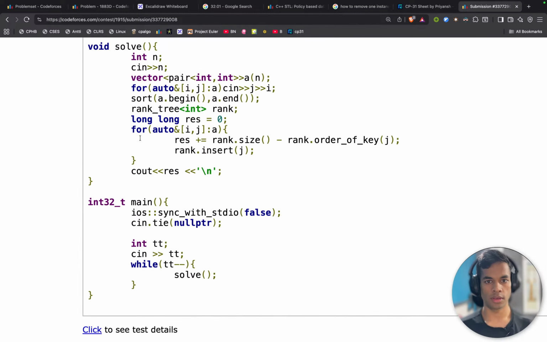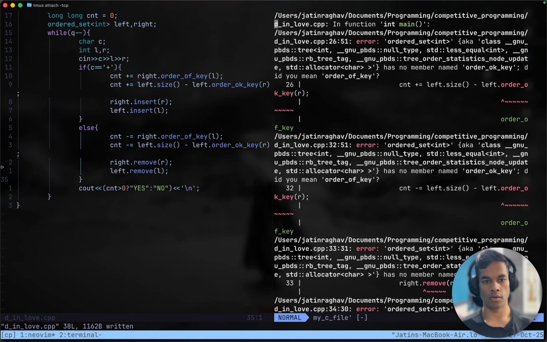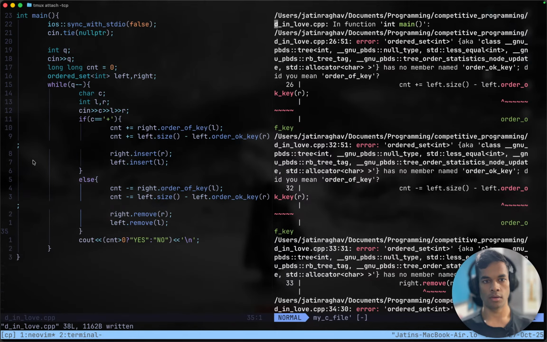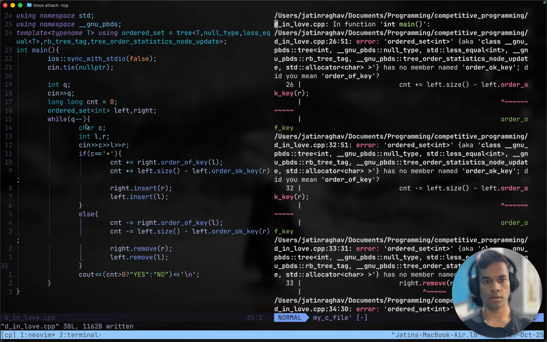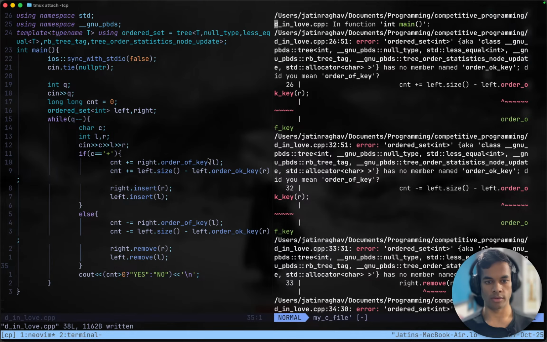How did I use it here? It was taking things, rank tree called rank, left and right, okay, ordered tree, and then rank dot size. Size does work. Order of key also should work. Order of key, left dot size, order. Okay, key is nothing, right? Okay, key. We have to change that.